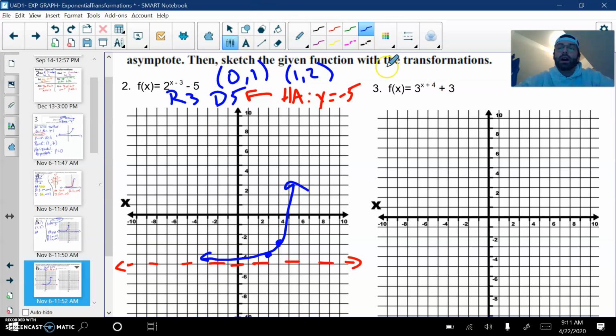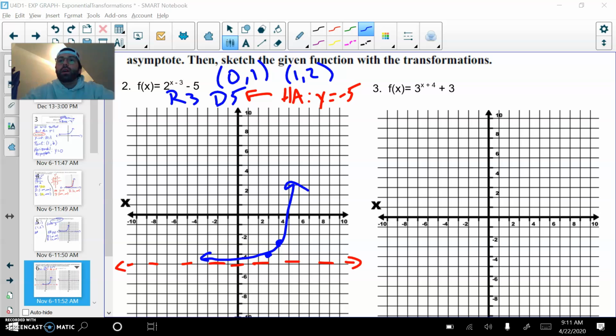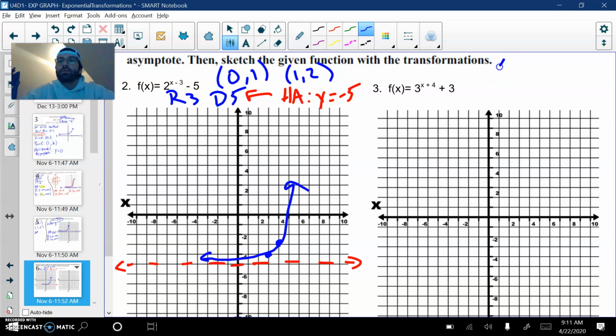Okay, let's look at this one. Since the base is 3, my 2 points I'm going to start off with is still 0, 1, but my other point I'm going to shift is 1, comma 3. All right, so what is the shift here? If I have a plus 4, it's attached to the x. It's the opposite, so I'm going to go left 4, and then it's a plus 3 on the outside, so I'll go up 3. So why don't you take these 2 points and shift them for me?